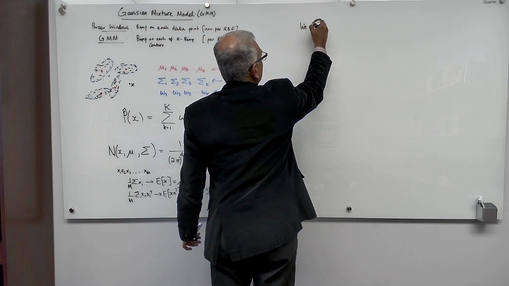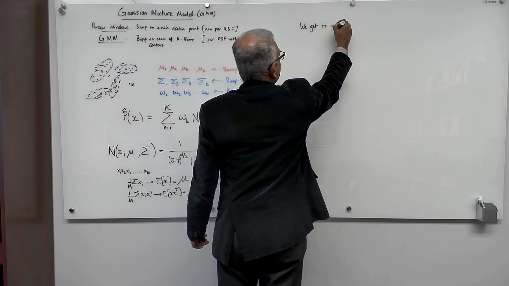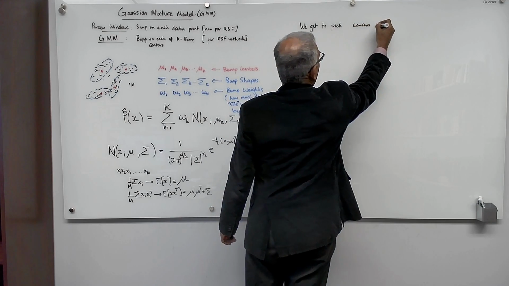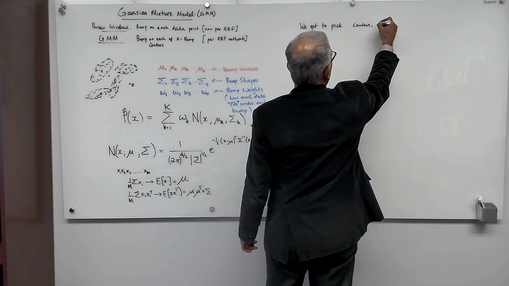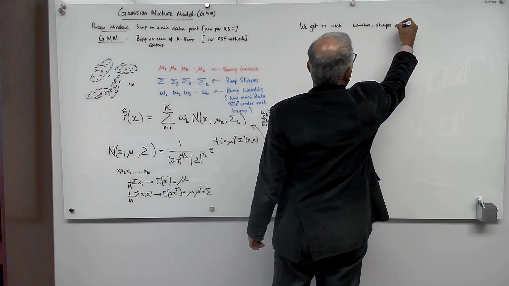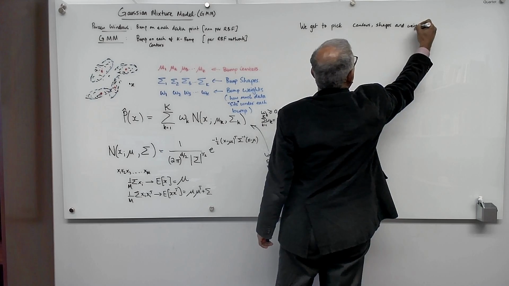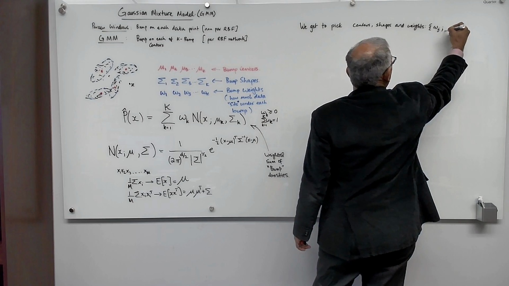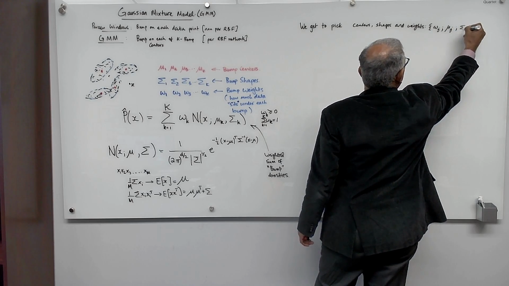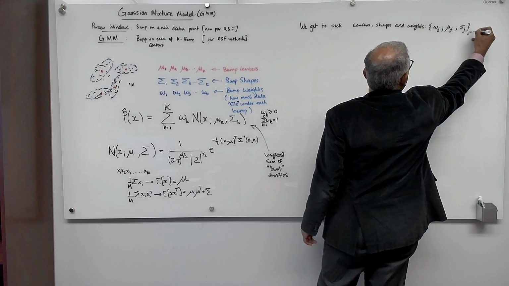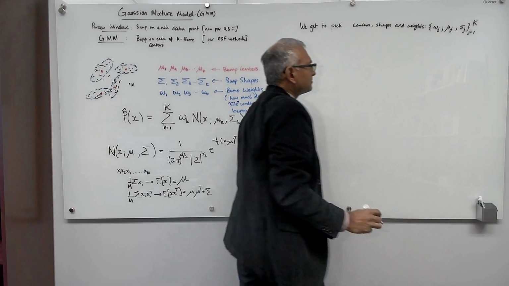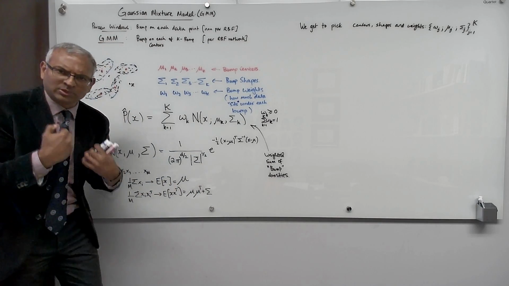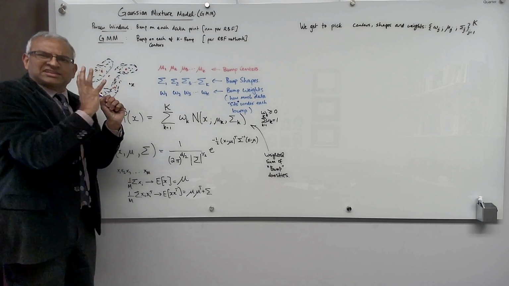So we get to pick the centers, the shapes, and the weights. So we get to pick the weights, wj, the centers, mu j, and the shapes, sigma j, for j equals 1 to big K. So how should we pick them? Well, we should pick these parameters in order to fit the data.